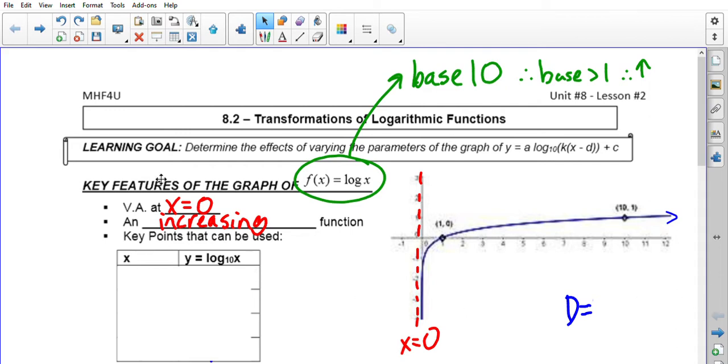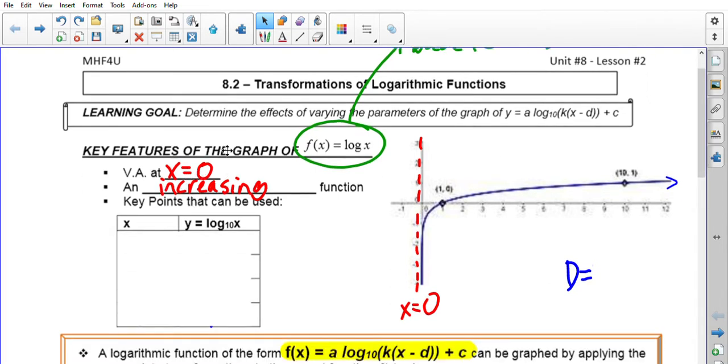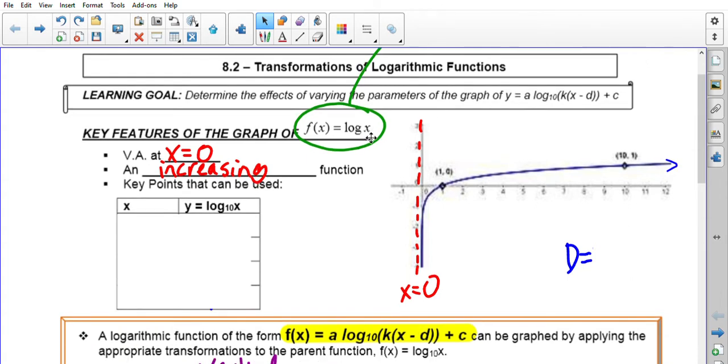So remember the key features of the graph of f(x) = log x. Notice here, when I just say log x, see how there's no base stated? That implies a base of 10. And remember, when the base is greater than 1, the graph is increasing. In this case, log has a vertical asymptote of x = 0. The parent function for log, we always assume is base 10, and that's what we're going to transform.